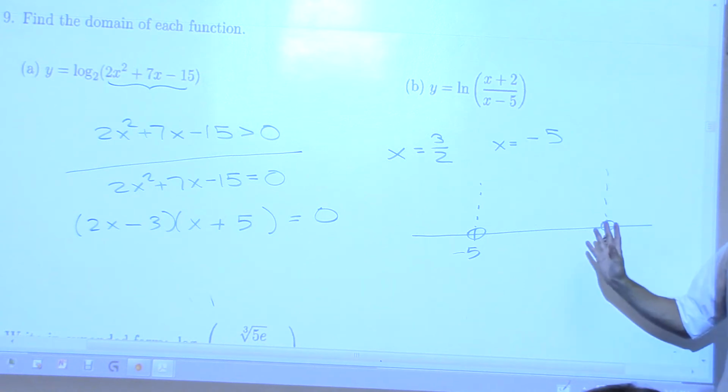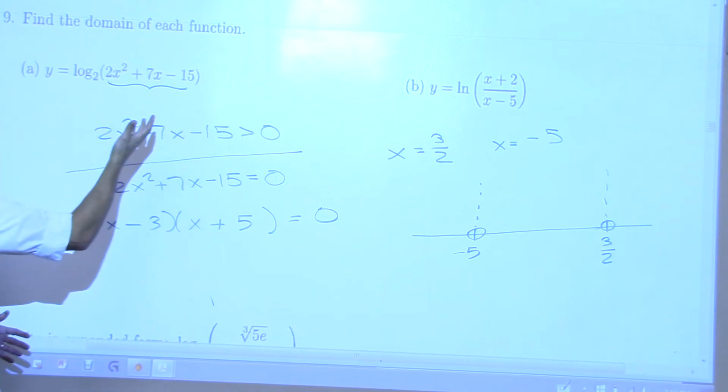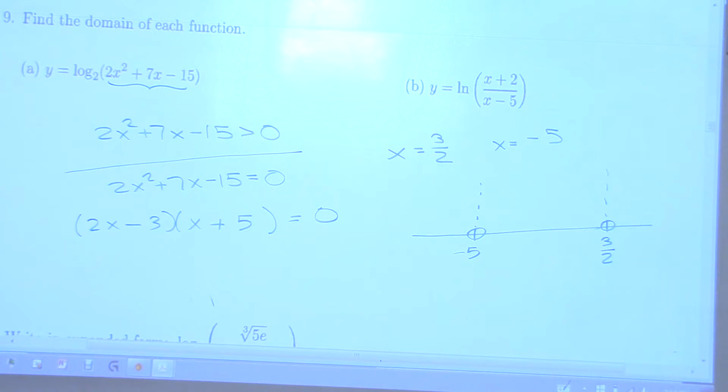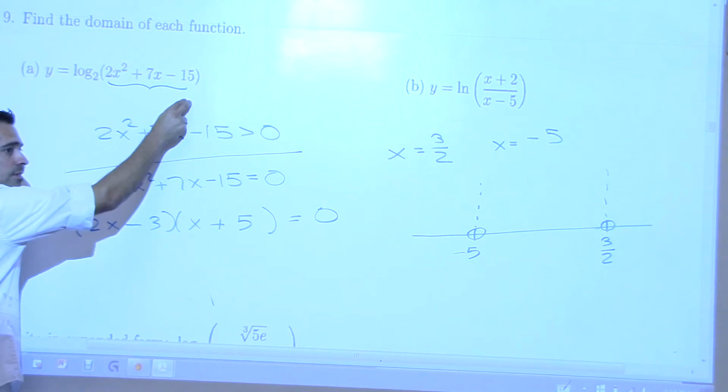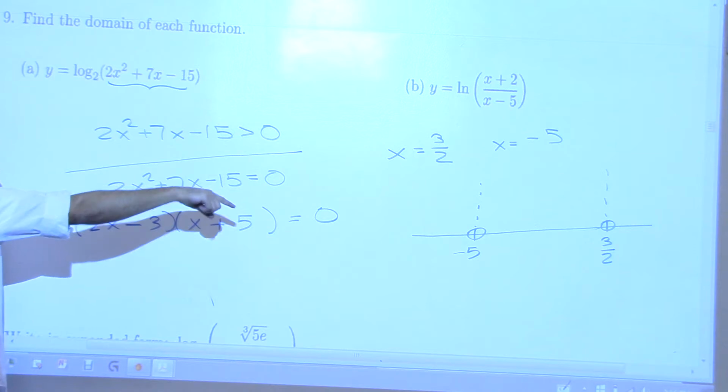You're testing them, right? That's all you're doing. If you plug 0 in here, you're just going to see what happens. You get negative 15. Because I thought you couldn't have a log of 0. Well, if you plug 0 in here, you're not even going to get 0. You're going to get negative 15, which is even worse. But don't eliminate the possibility of 0.